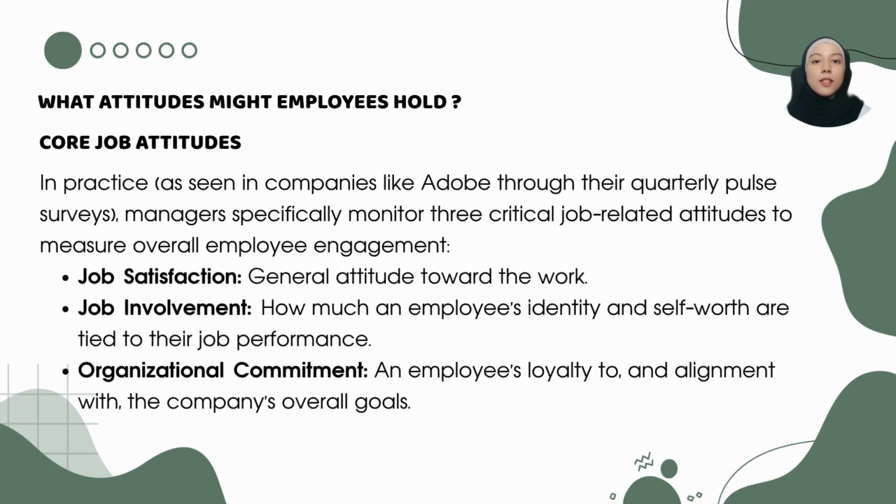Next, the three core attitudes. Job satisfaction. This is the employee's general attitude toward their work. Second, job involvement. This is how much their identity and self-worth connect to their job performance. And the third one, organizational commitment. This represents their loyalty to and alignment with the company's goals. And for the conclusion, by measuring these three attitudes, managers can accurately gauge overall engagement. And that's all for me.